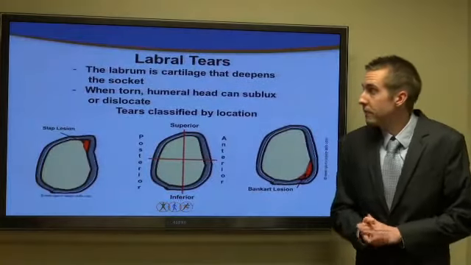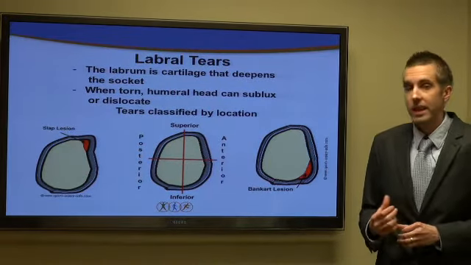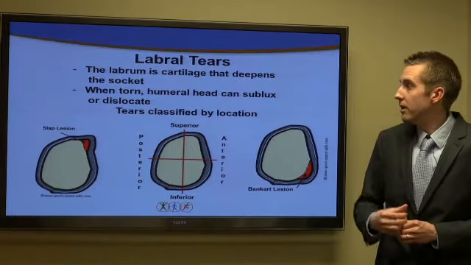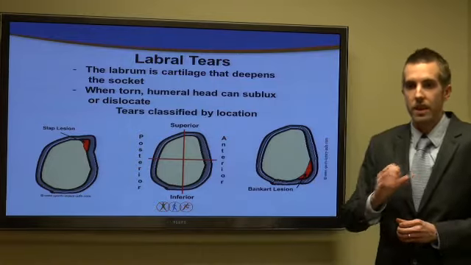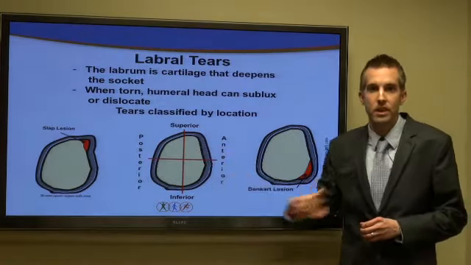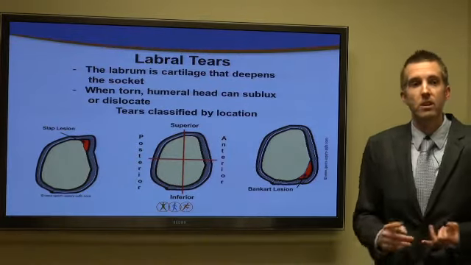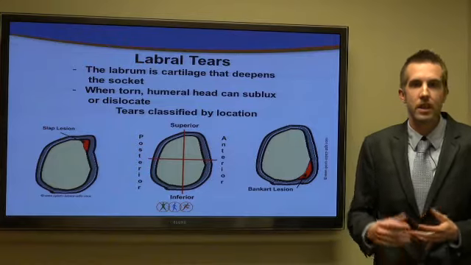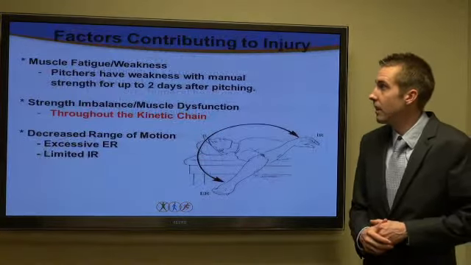The labrum, again, is the cartilage that deepens the socket. Labral tears happen when the humeral head is no longer stable. The rotator cuff fails, and now the humeral head creates a lot of friction in the socket joint, tearing that labrum. Tears are usually classified by the location, so you may hear of a SLAP lesion or a Bankart lesion. It's, again, just a labral tear, but it's based on location.